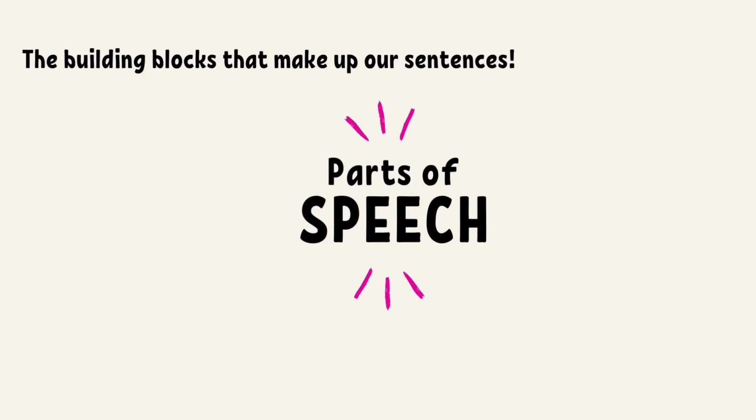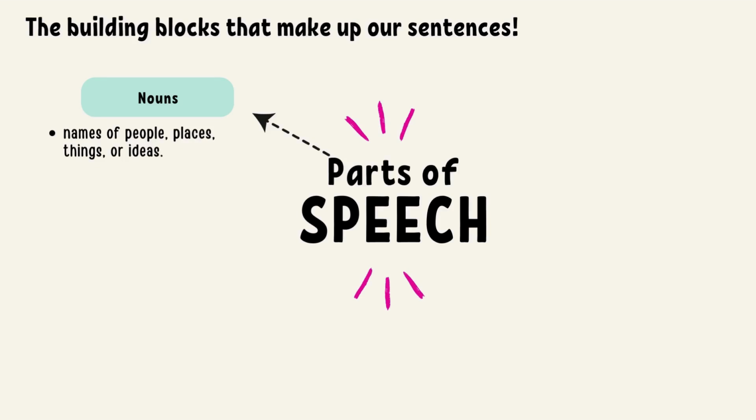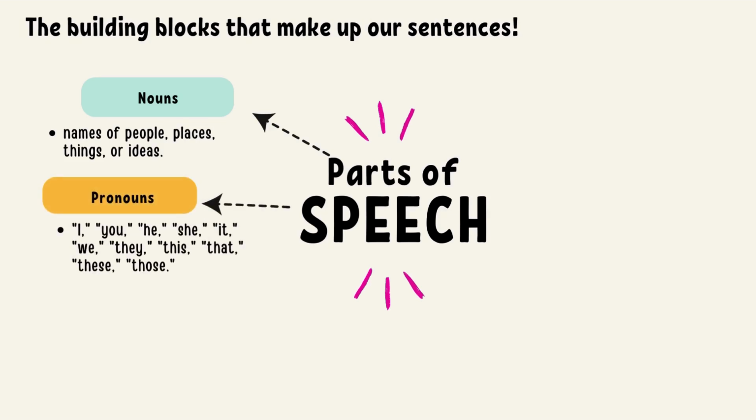Remember those awesome parts of speech we learned about? These are the building blocks that make up our sentences. There are 8 main parts of speech in English. 1. Nouns. These are the names of people, places, things, or ideas. 2. Pronouns. These handy words take the place of nouns to avoid repetition. Examples: I, you, he, she, it, we, they, this, that, these, those.